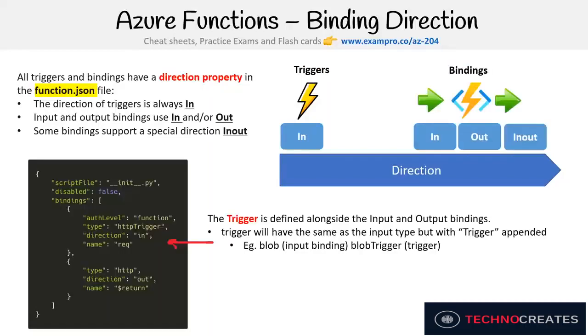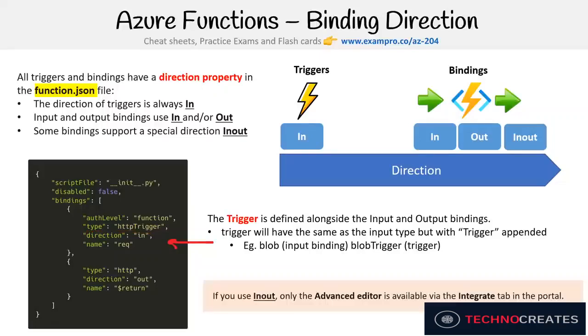The trigger is defined alongside the input and output bindings, so a trigger will have the same name as the input type, but with trigger appended. For example, if we have blob, that would be our input binding, then we'd have blob trigger as the trigger, and that's how you would know the difference. Just iterating, see where it says type here. If it was just HTTP, then it would just be a binding, but if it's an HTTP trigger, then it's a trigger with also an in binding.